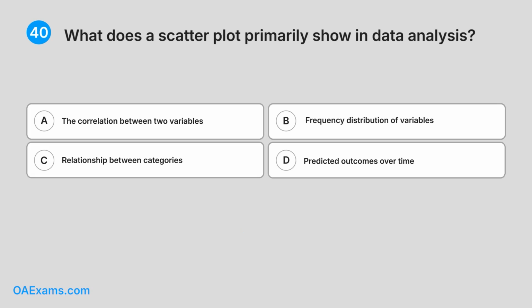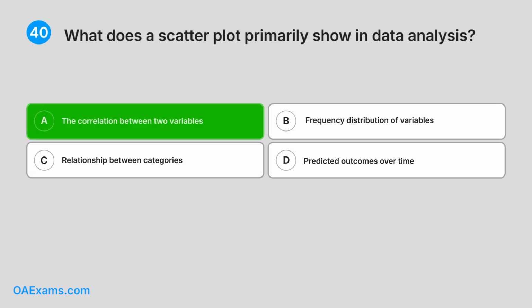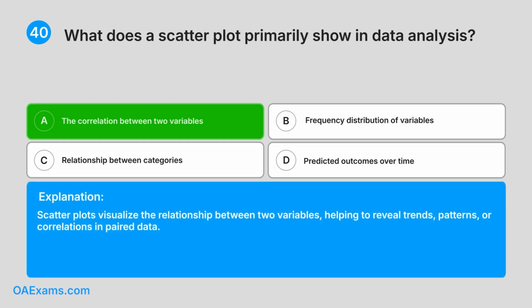Correct answer. A. The correlation between two variables. Explanation. Scatter plots visualize the relationship between two variables, helping to reveal trends, patterns, or correlations in paired data.